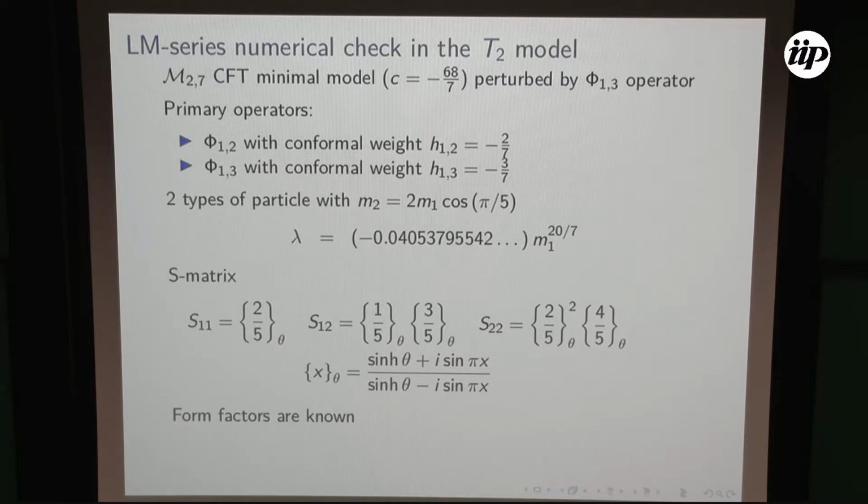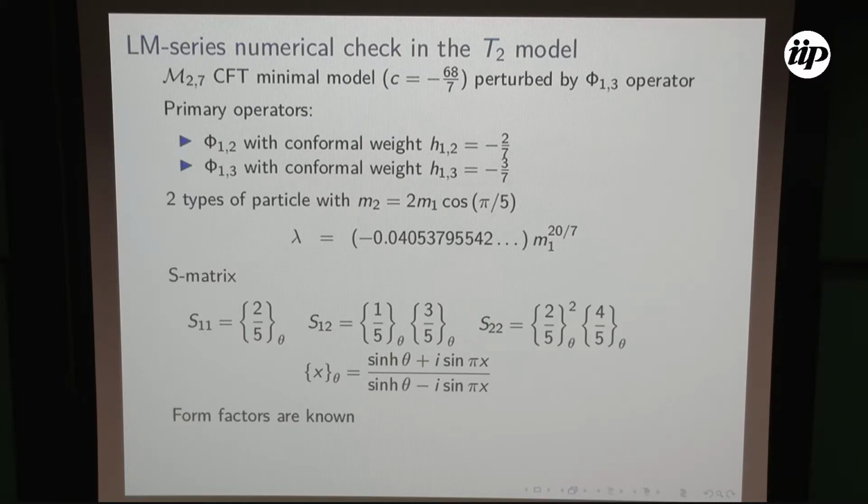Described by these guys. Well, this is like the elementary S matrix vector, and the form factors are also known, but I didn't want to show it over here. So since we have the form factors, S matrix, everything, we can really calculate the LeClair-Mussardo series, but we need another numerical method to cross-check, and for that we use the truncated conformal space approach.